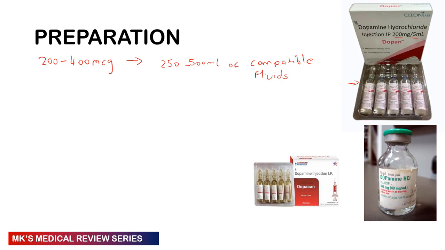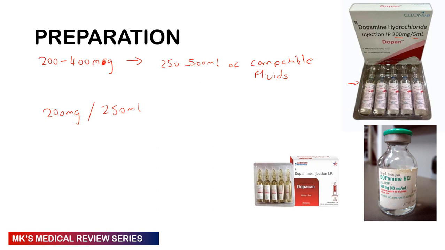So for example, I'll give you an example. Let's say we got 200 and put it in 250 mils. So we'll say 200 milligrams. Okay, so this is not in micrograms, rather it's in milligrams. Sorry, this is in milligrams, not micrograms. So 200 milligrams, we put it in 250 mils of our solution.